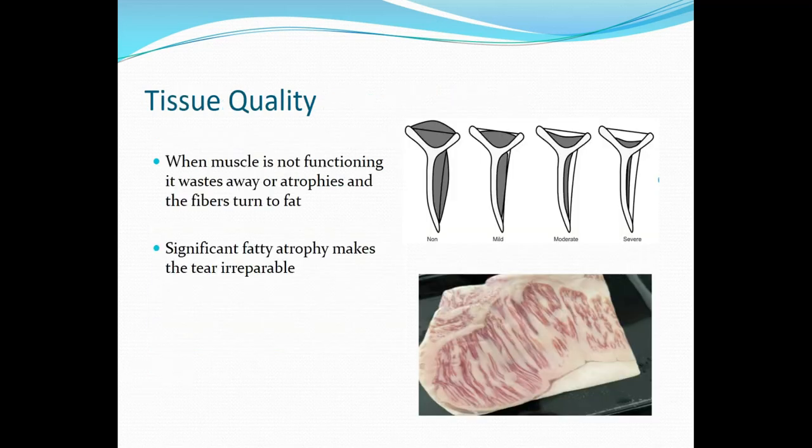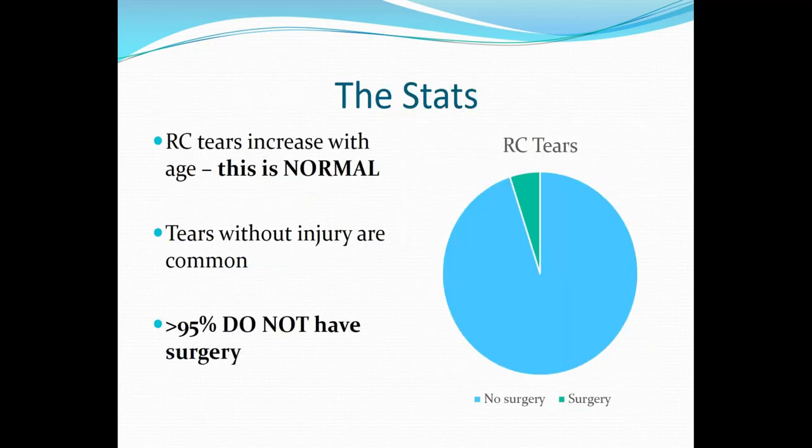When a muscle is torn or not functioning, it shrinks from disuse. This is called atrophy. Think of what muscles look like after being in a cast for several weeks. Disuse causes muscle fibers to be replaced by fatty tissue. Rotator cuff tears with significant fatty atrophy cannot be surgically repaired. It's important to remember that rotator cuff tears increase with age and that this is a normal part of aging. Atraumatic tears are very common, and greater than 95% of people with rotator cuff related pain in their 60s or later do not have surgery and can be managed non-operatively.